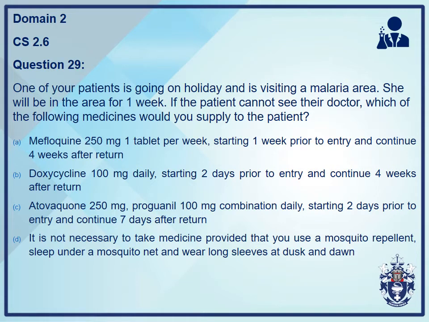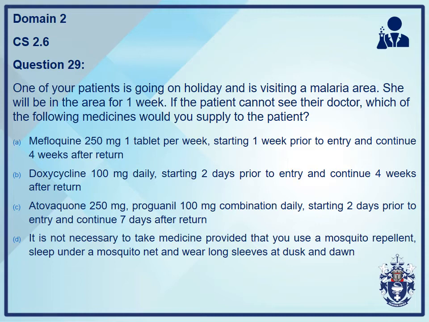Question 29. This is from Domain 2, Safe and Rational Use of Medicine and Medical Devices. One of your patients is going on holiday and is visiting a malaria area. She will be in the area for 1 week. If the patient cannot see their doctor, which of the following medicines would you supply to the patient? A. Mefloquine 250 mg, 1 tablet per week, starting 1 week prior to entry and continuing 4 weeks after return. B. Doxycycline 100 mg daily, starting 2 days prior to entry and continue 4 weeks after return.